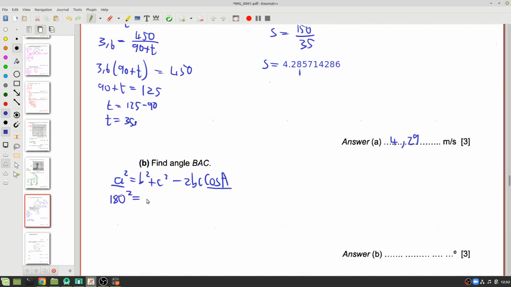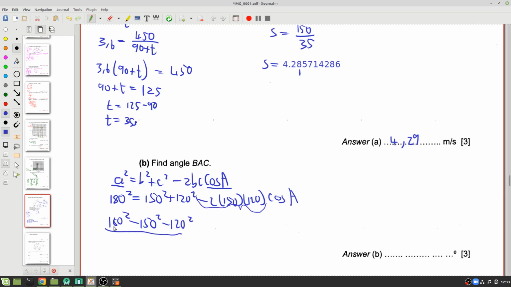So 180 squared equals the other two sides squared added together, minus 2 times each of the other two sides, 150 and 120, and multiply that by the cos of the angle. So what we want to do is get the cos A by itself. We can start by subtracting the 150 squared, and then subtracting the 120 squared, and then what's left is this whole thing. So we want to divide by this part next.